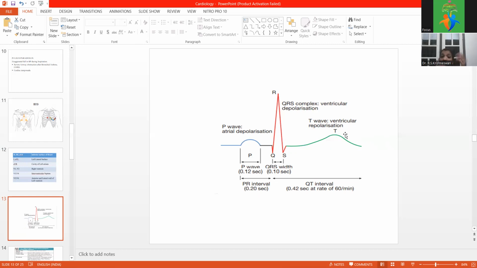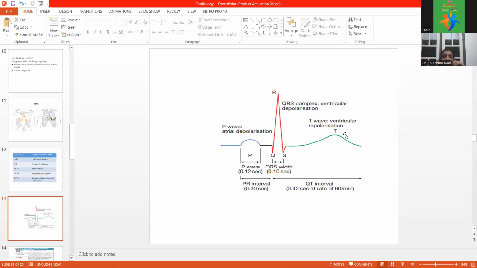So what about atrial repolarization? There is no wave in ECG which represents the atrial repolarization, because the atrium is very small when compared to the ventricle. So ventricular depolarization starts immediately, and this atrial repolarization is not signified in the ECG wave.